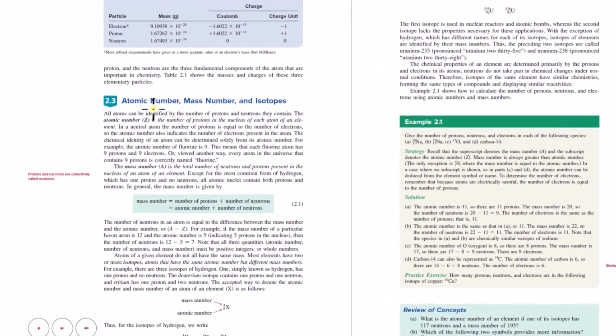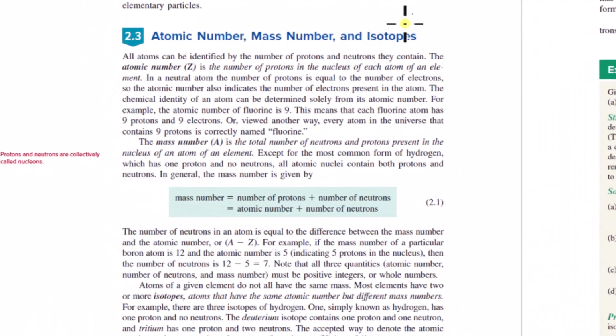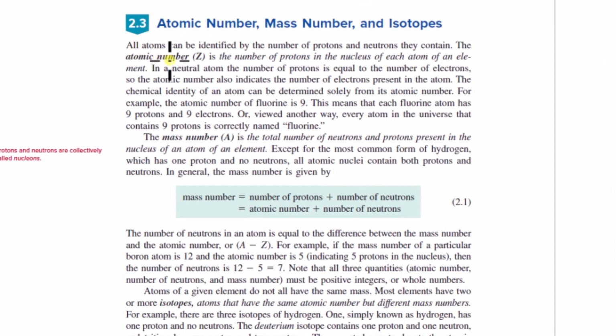Okay, atomic number, mass number, and isotopes. All atoms can be identified by the number of protons and neutrons they contain. That's right. You can uniquely identify any atom by specifying that the nucleus contains this many protons and this many neutrons. All right, the atomic number Z is the number of protons in the nucleus of each atom of an element.